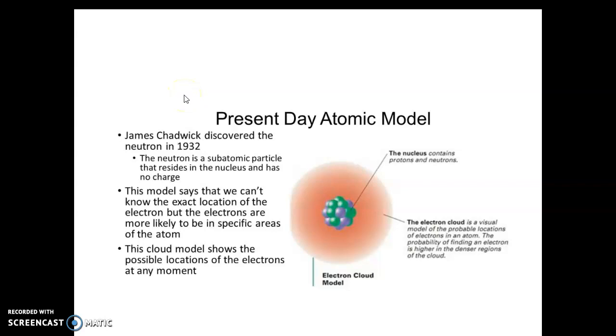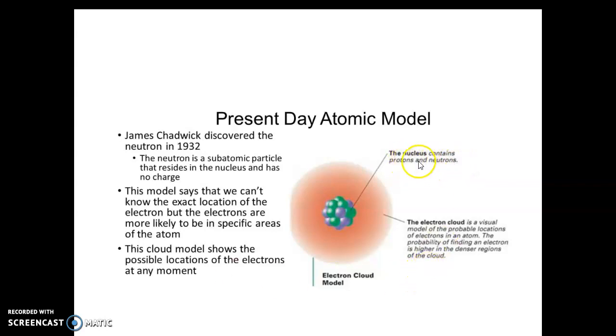This is an example of the present-day atomic model. James Chadwick discovered the neutron in 1932. The neutron is a subatomic particle that resides in the nucleus and has no charge. This model says that we can't know the exact location of the electron, but the electrons are more likely to be in a specific area of the atom. This cloud model shows the possible location of the electrons at any moment.